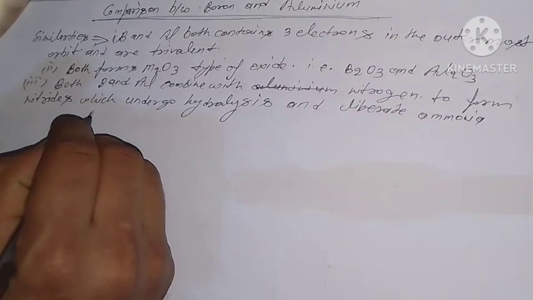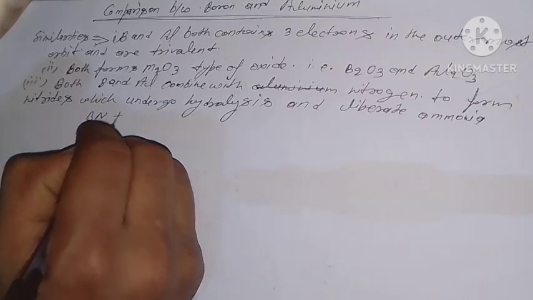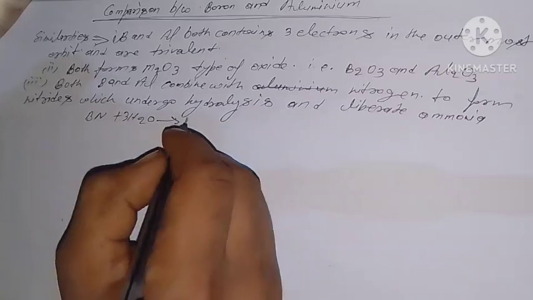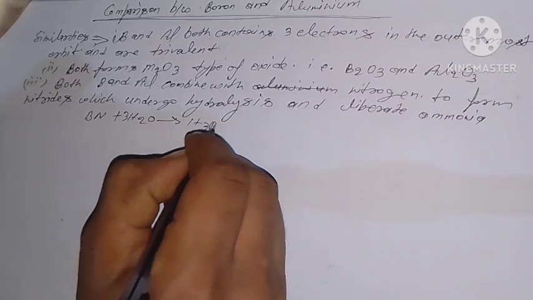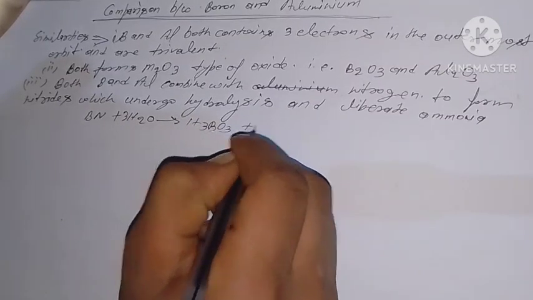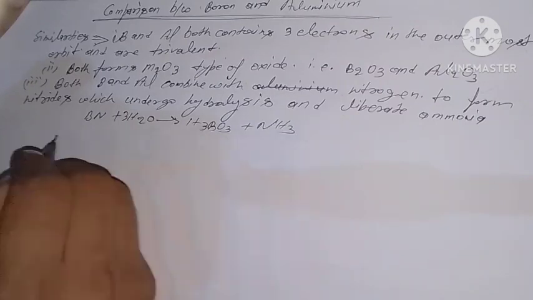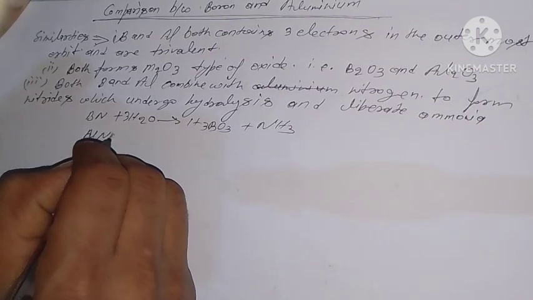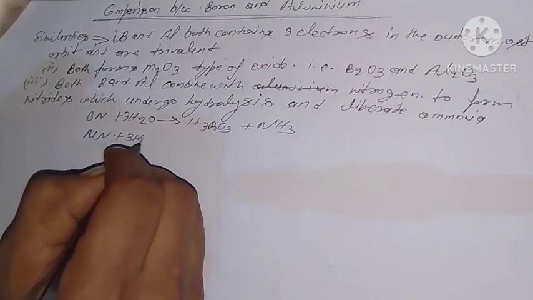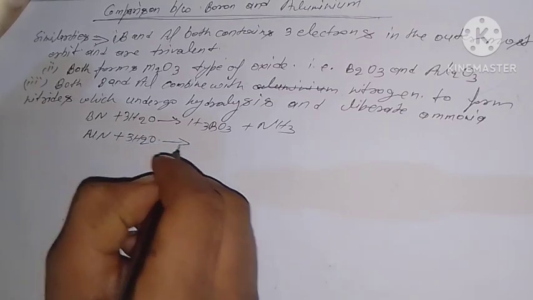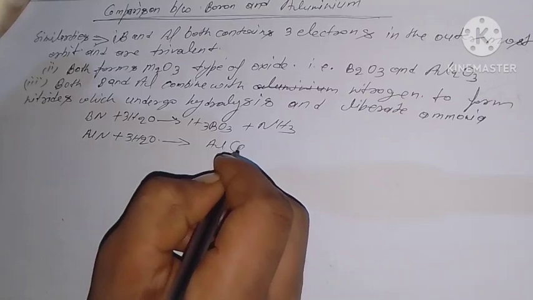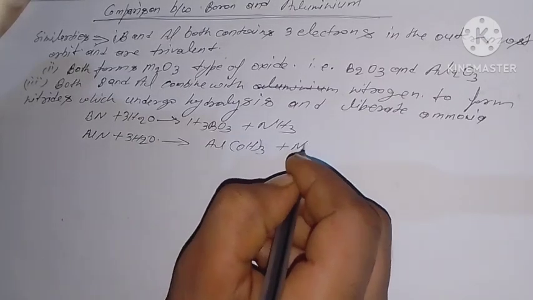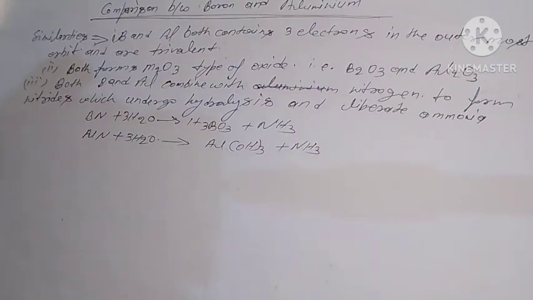Boron nitride plus 3H2O gives H3BO3 plus ammonia, and aluminium nitride plus water gives aluminium hydroxide, Al(OH)3, plus ammonia.